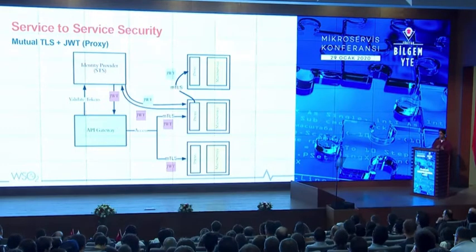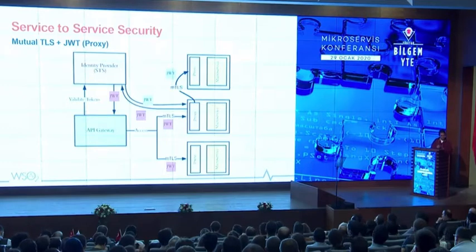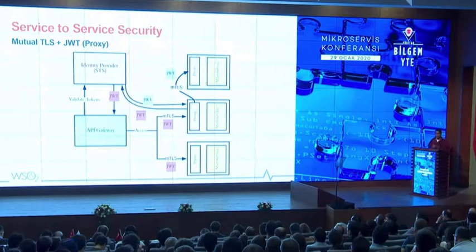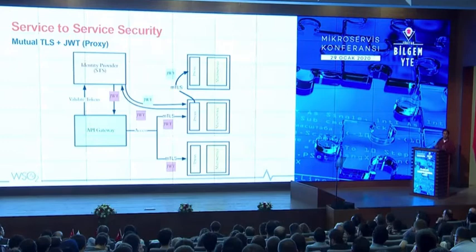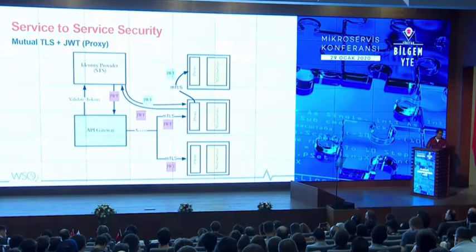All the requests coming to your microservice will first hit the proxy. Then the proxy will do the mutual TLS validation and JWT validation. If it has to do token exchange, the proxy will do that. So the security experts in your company will develop this proxy, and other developers don't need to worry about that. If there is any issue in the security proxy, you just need to redeploy the proxy. You don't need to make any changes to your application, the microservice.